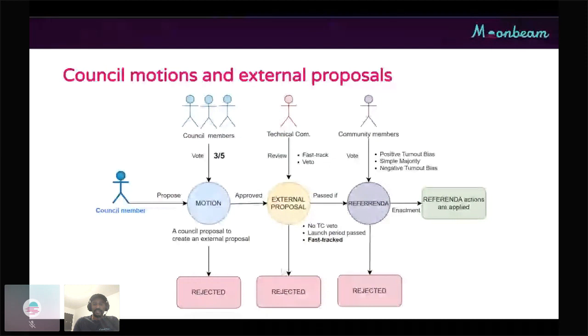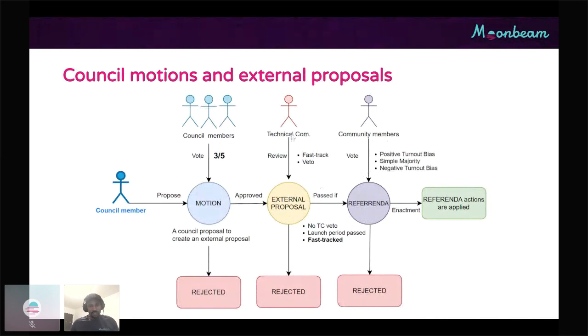But assuming that there is no veto from the technical committee, this external proposal will wait until the launch period has elapsed and become a normal referendum. So community members will be able to vote on this one and follow the same workflow that we saw before. The fast tracking part, we'll discuss because this is something that is also important to understand. And this is one of the responsibilities of the technical committee.